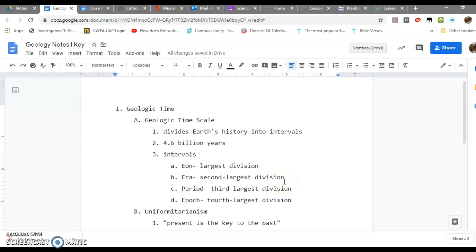Okay, so this is the key for those geology notes that you worked on. I hope the pages I linked were helpful. I have looked over your notes and I just returned them. You got credit for trying them, seeing how close you are to what my key looks like.